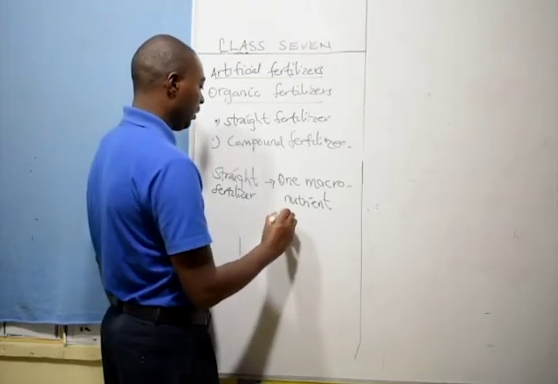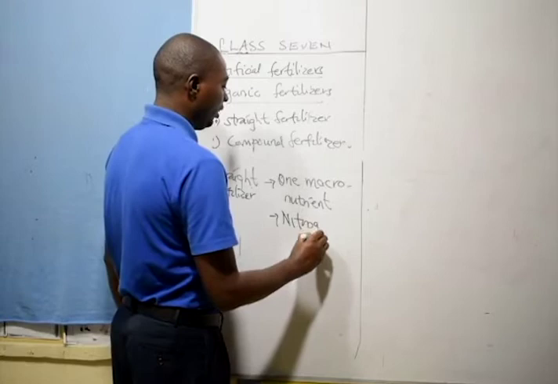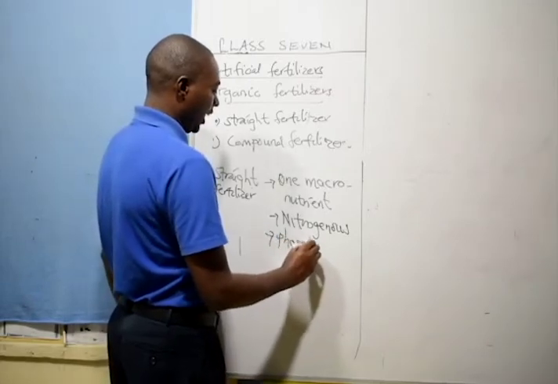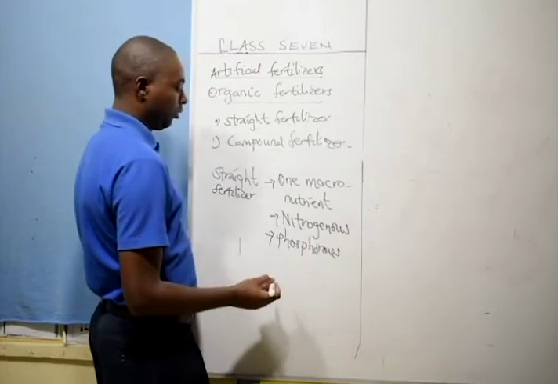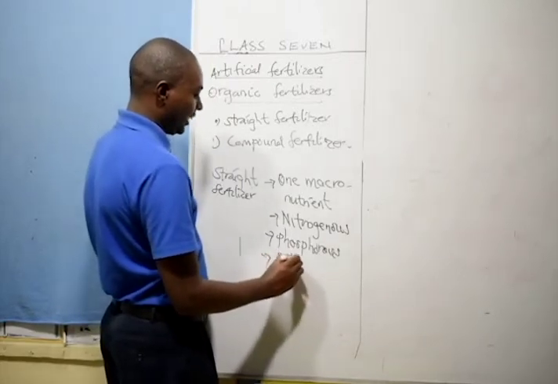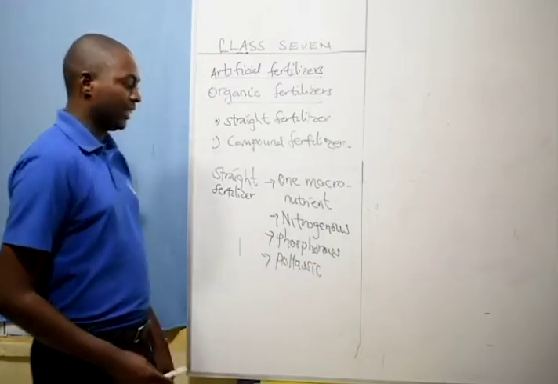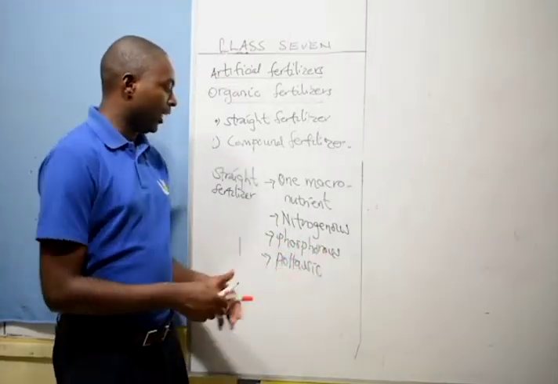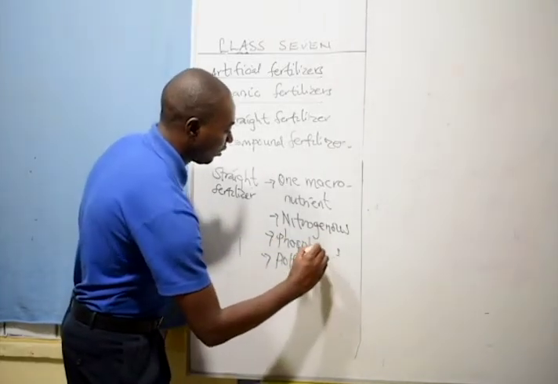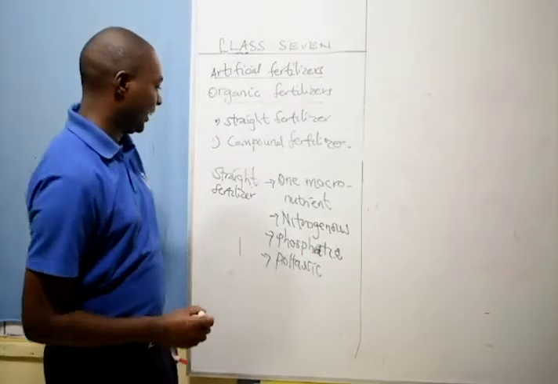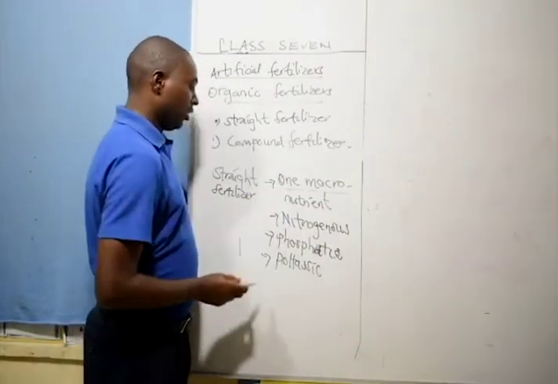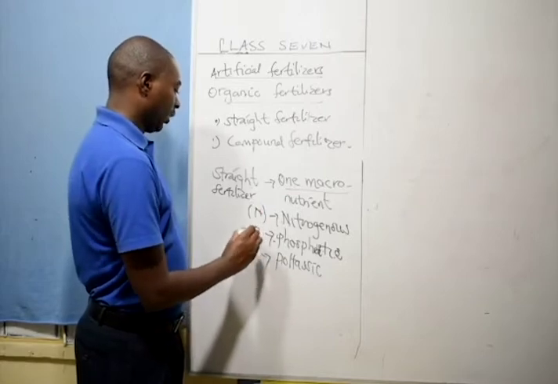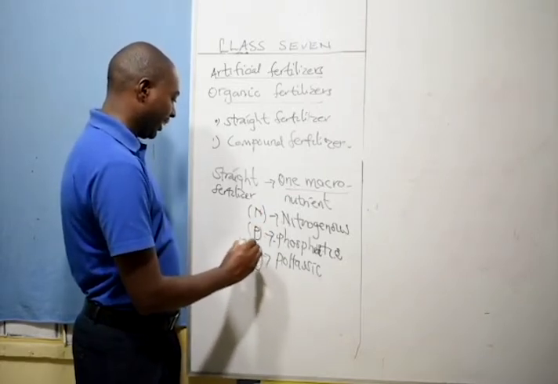And to mention, we have those that contain nitrogen. And therefore, if they contain nitrogen, they are known as nitrogenous. There are those that contain phosphorus, we call them phosphatic fertilizers. We have those that contain potassium, and therefore they are known as potassic fertilizers. We have three main straight fertilizers: the nitrogenous, the phosphatic, and then the potassic. They contain only nitrogen, or either phosphorus or either potassium. And nitrogen is represented by N, phosphorus is P, and potassium is represented by K. And we should note this.